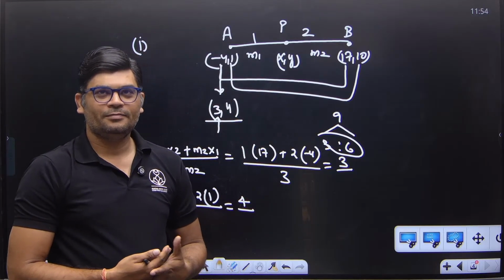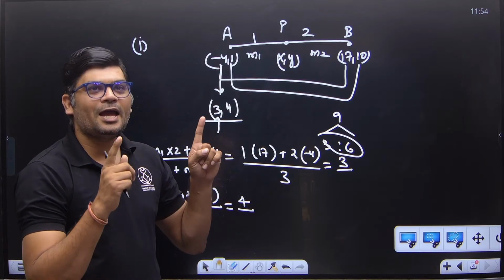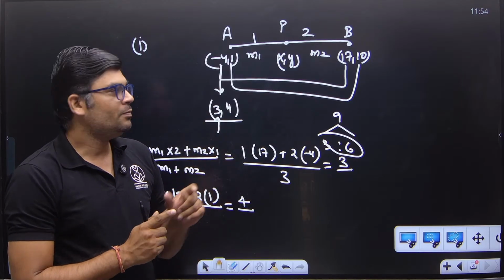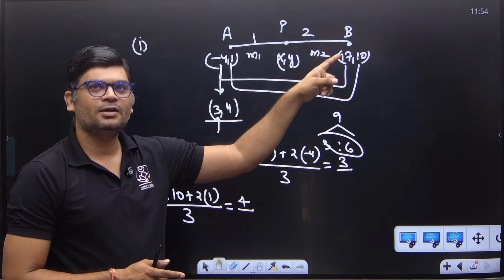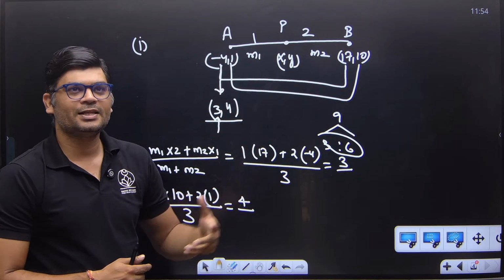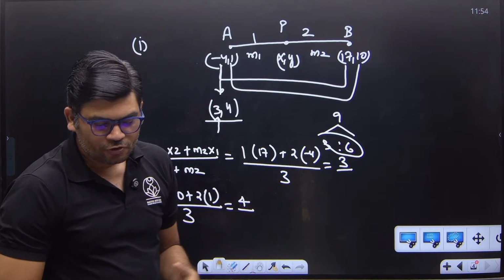You will always find M1 is to M2 will be of the part of the difference between these two numbers, 10 and 1, y2 minus y1. So it is like that. Okay, any more questions you want to discuss?